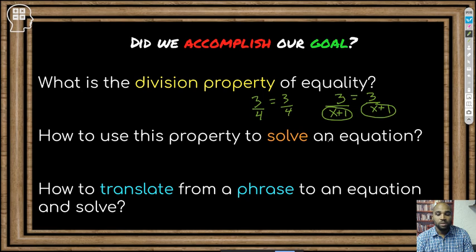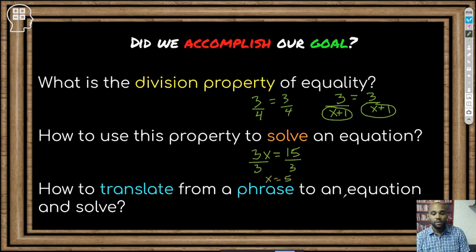How do we use this property to solve an equation? We just showed it by dividing that same value on both sides. So if we have 15, we're going to divide both sides by 3, and that'll leave us with our x value to finish.